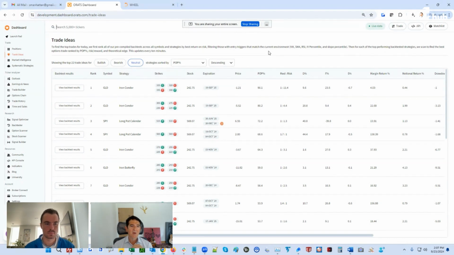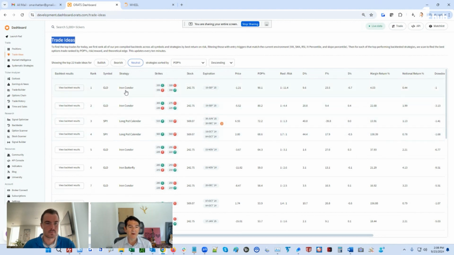Think about the strategies that you're putting on. And if you need ideas for strategies, we have a trade ideas tab in our dashboard product, which is a good way. So I'm on the neutral tab right now. You'll see things like iron condors or put calendars, and those are more, you don't care whether the stock goes up or down necessarily. You care that it stays, or that it behaves the way you want.